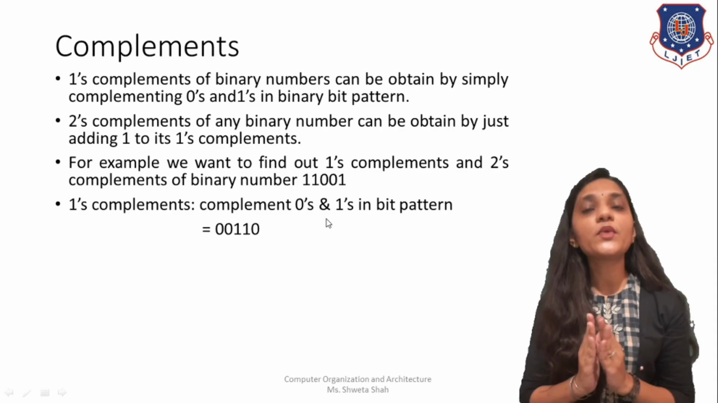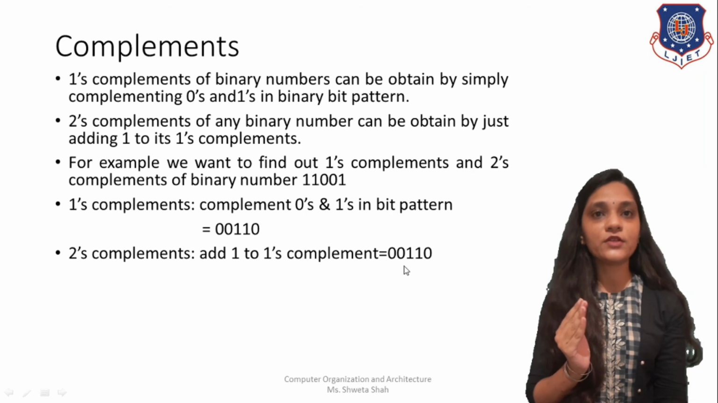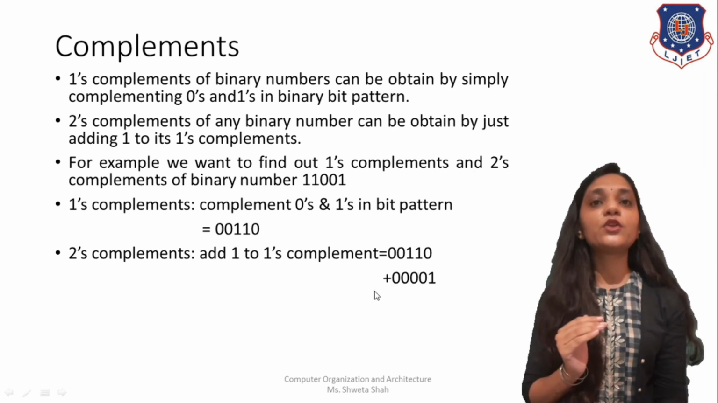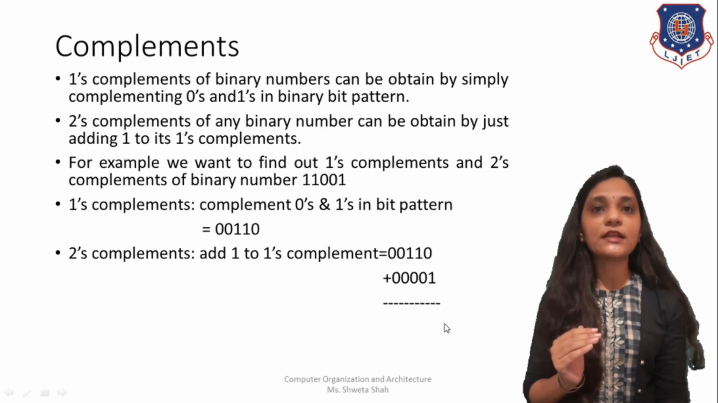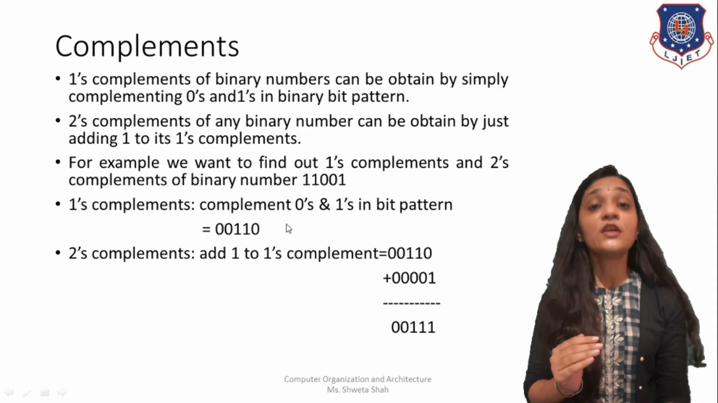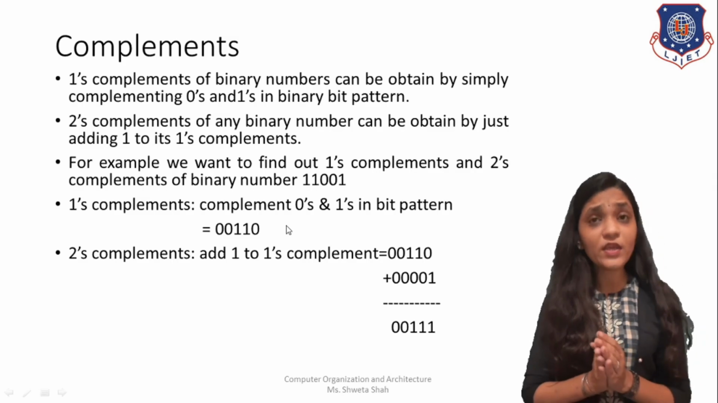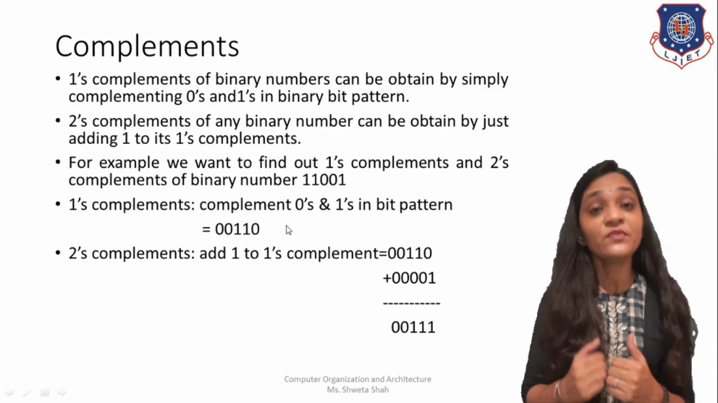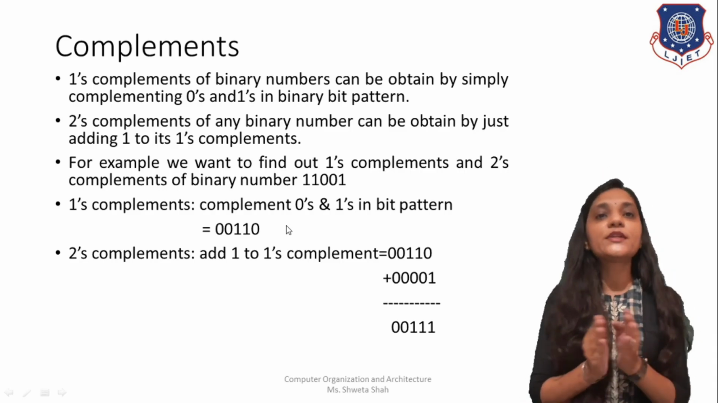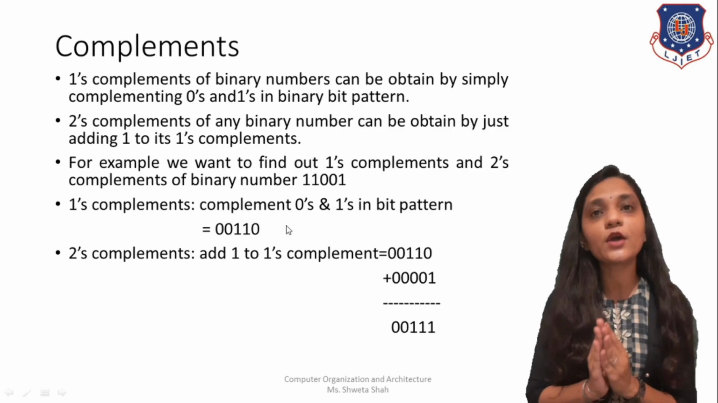For 2's complement we have to add 1 to its 1's complement. We have the 1's complement as 0 0 1 1 0, and we add 1 to it. 0 plus 1 is 1, 1 plus 0 is 1, 1 plus 0 is 1, and then 0 and 0. So we get the 2's complement as 0 0 1 1 1. It is so simple. For 1's complement you interchange zeros and ones, and for 2's complement you add 1 to its 1's complement. In this way you can find the 1's complement and 2's complement of any number.